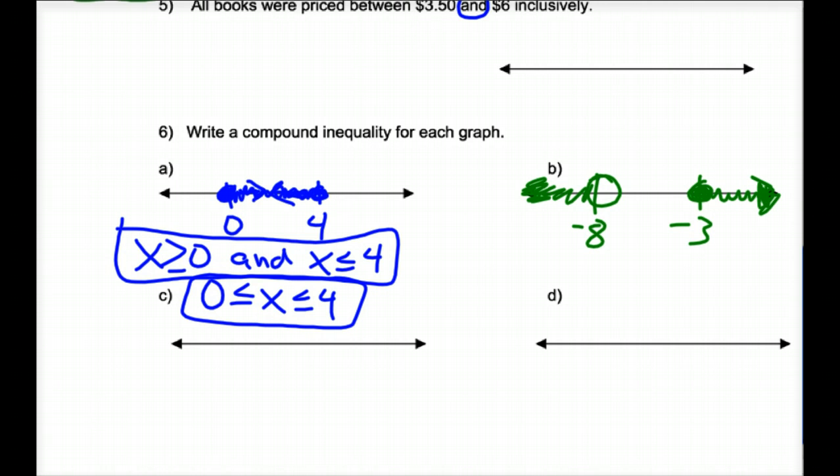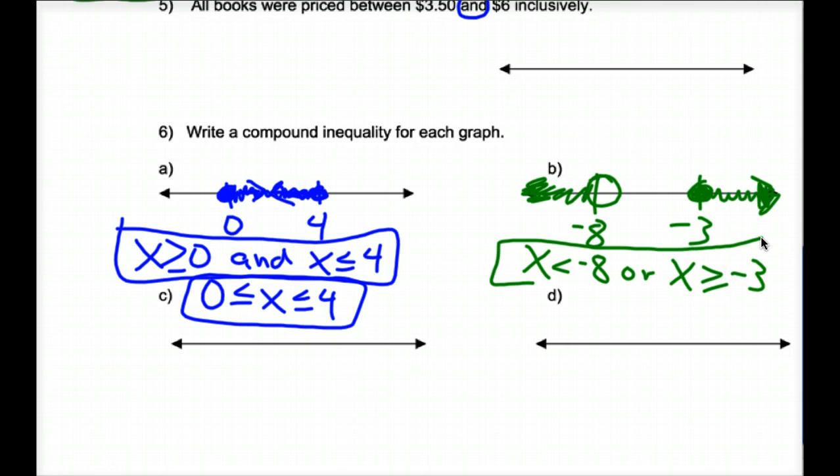How do you know it's an or? Because it goes out. Somebody write it. Choose your favorite variable. Use the word or. Be smart with your inequality signs. Come on, give it a shot. x is less than -8 or x is greater than or equal to -3. Genius, dude.